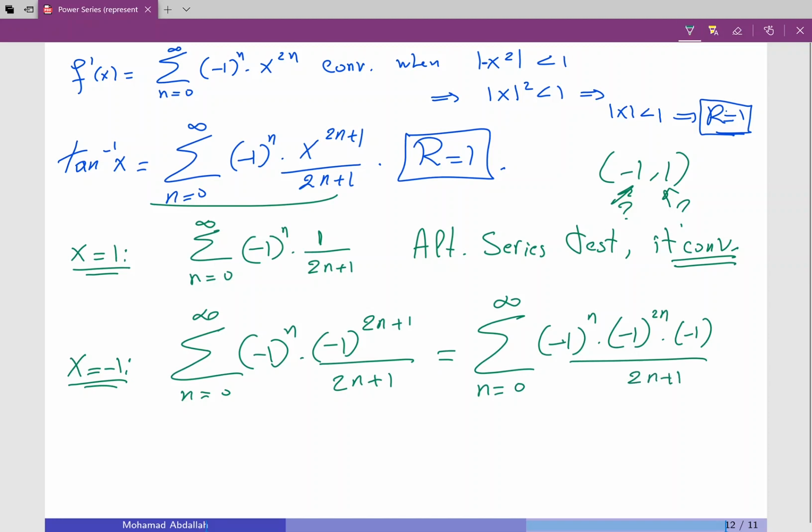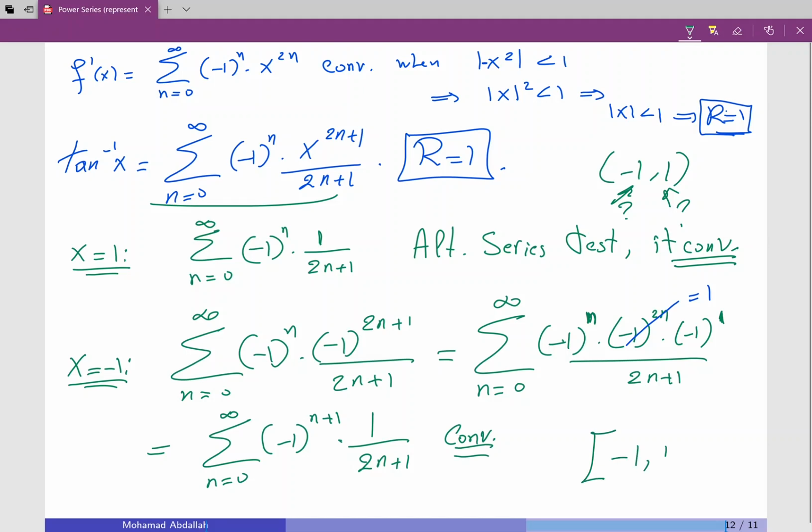Now look at this part here. This is equal to 1 because it's negative 1 to an even power. 2n is an even number. So this series is actually equal to the sum from n equals 0 to infinity of negative 1 to the power n plus 1, where the plus 1 comes from here, times 1 over 2n plus 1. This is also an alternating series. It also converges like the previous case. So this converges by the alternating series test. So then the interval of convergence is going to be negative 1, 1.